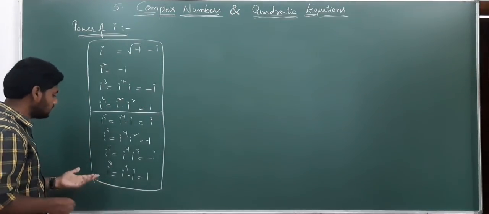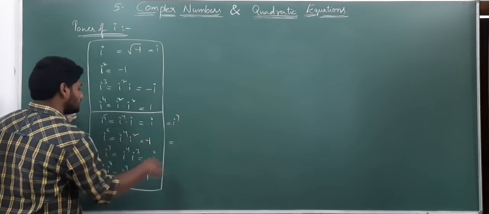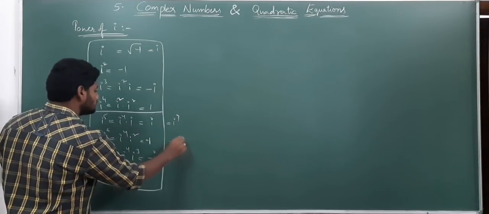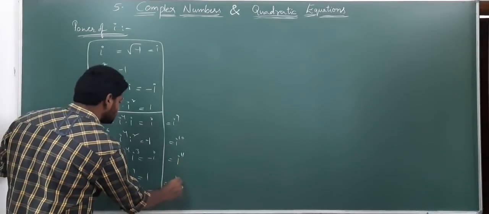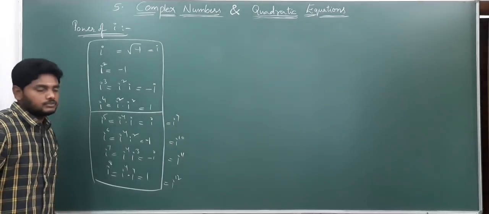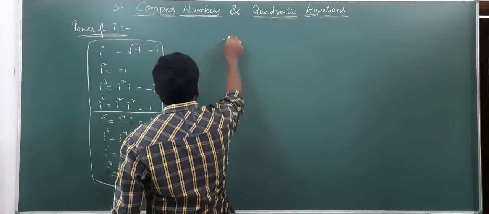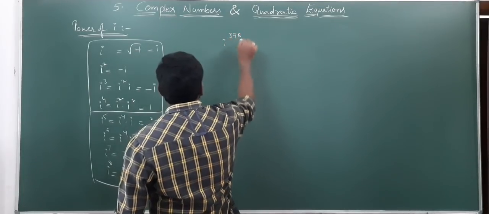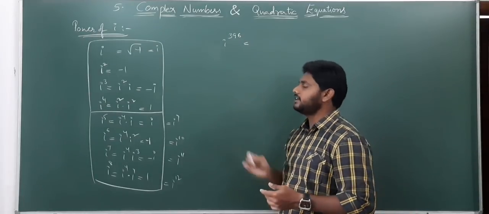Like you can tell easily, next I power 9 value is equal to I power 5. Next, I power 10 is equal to I power 6. Next, I power 11 is equal to I power 7, and so on. So here one thing you need to remember. For example, if they ask you to find I to the power of 396 value, see how to find those values.